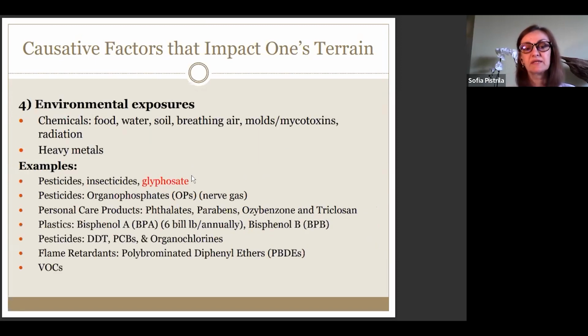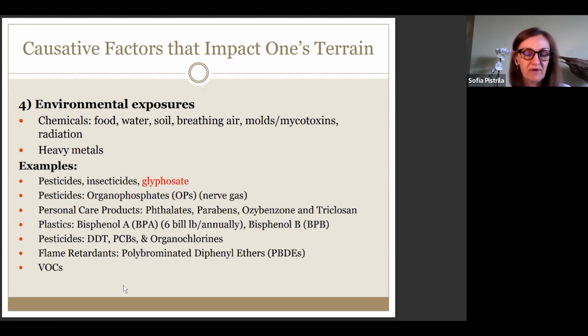Number four, environmental exposure. You probably know all about this. You've done your environmental course, or maybe not. Chemicals, food, water, soil, breathing air, molds, mycotoxins, radiation, heavy metals. And there are some examples there. Glyphosate, I put it in red because absolutely in my mind it's the worst one. In one of my lectures I call it the slow death. And people tell me, oh my God, you're bad news all the time. Well, glyphosate is bad news.